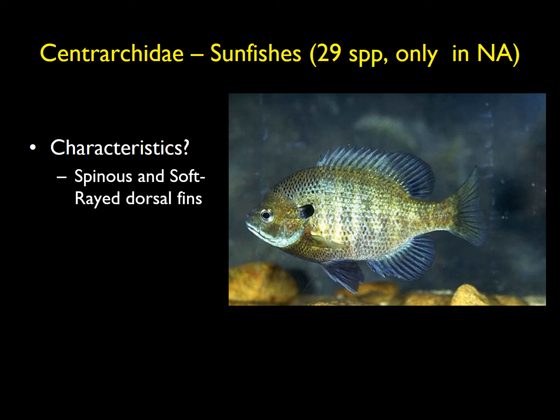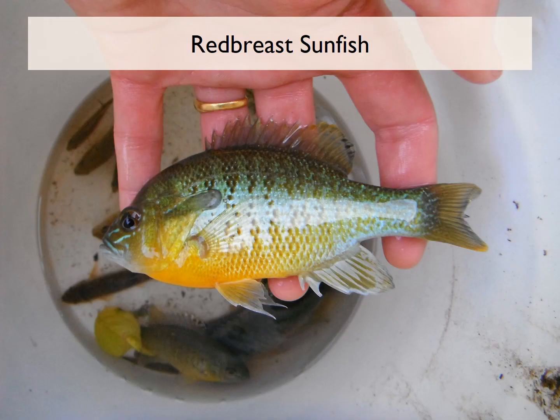But what looks different from Percidae are the deep, laterally compressed bodies, and the forked tails as well. So the tail is a little bit characteristic compared to the darters, but really the main thing is the deep body shape. The fins are similar to the darters, but a very different body shape.